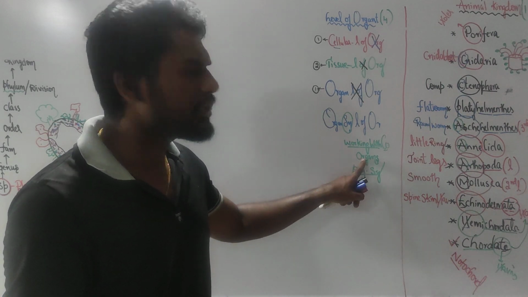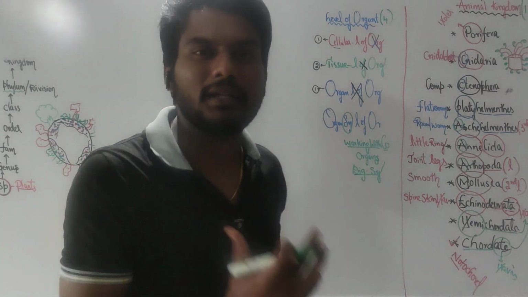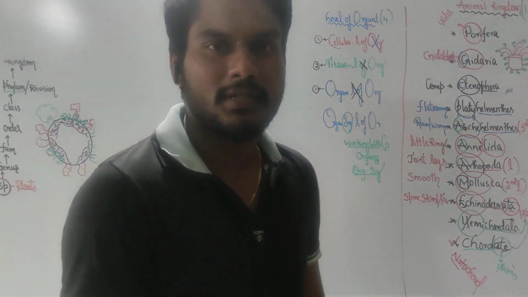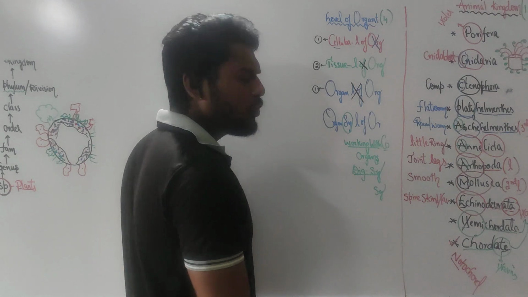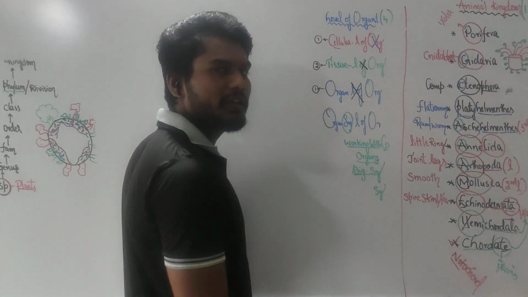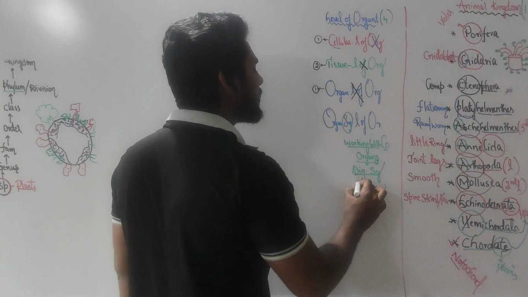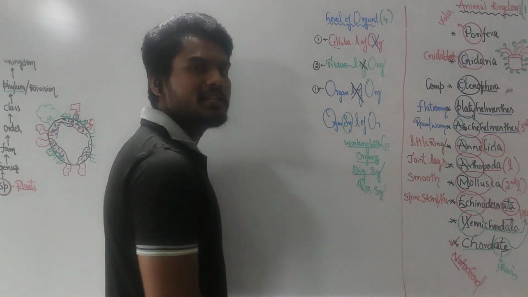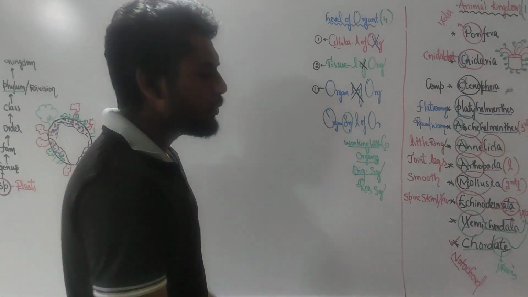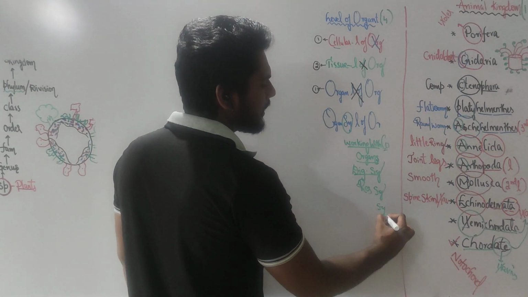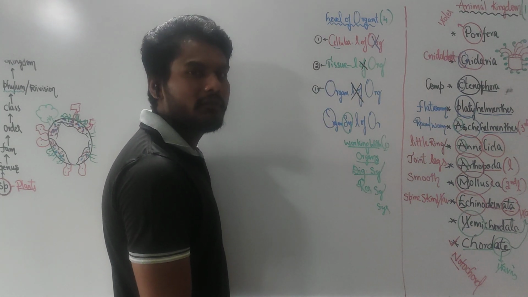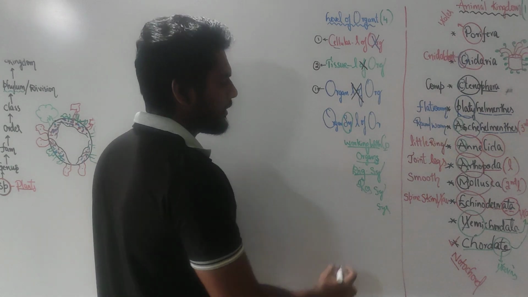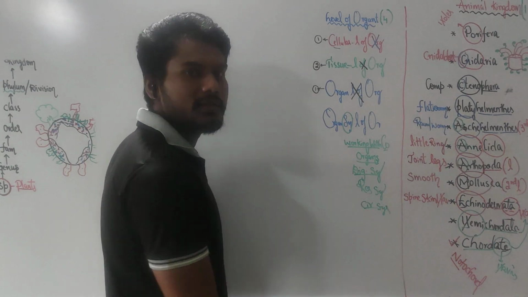In the same way, system means working with coordination. Who are working with coordination? Organs. What work? Respiration. So the chapter name is respiratory system. Next, system means working with coordination. What work? Circulation. Who are working with coordination? Organs. What work? Circulation. So the chapter name is circulatory system.